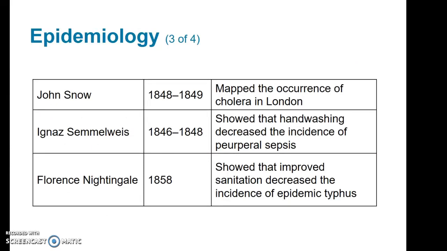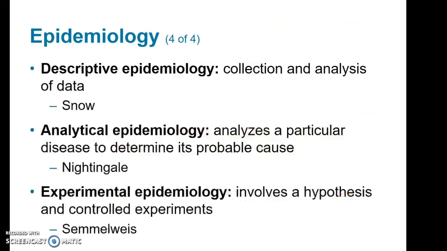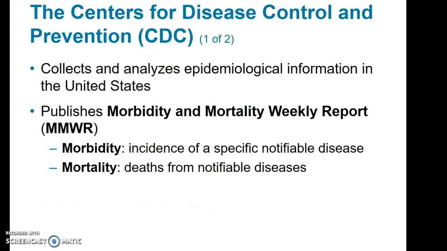Several famous epidemiologists from the past are here. John Snow mapped the occurrence of cholera in London. Semmelweis showed that hand washing decreased the spread of puerperal sepsis in OB facilities. And Florence Nightingale showed that improving sanitation would lower the incidence of typhoid fever. So there are different sub-branches of epidemiology, which I'll let you read about in your book.